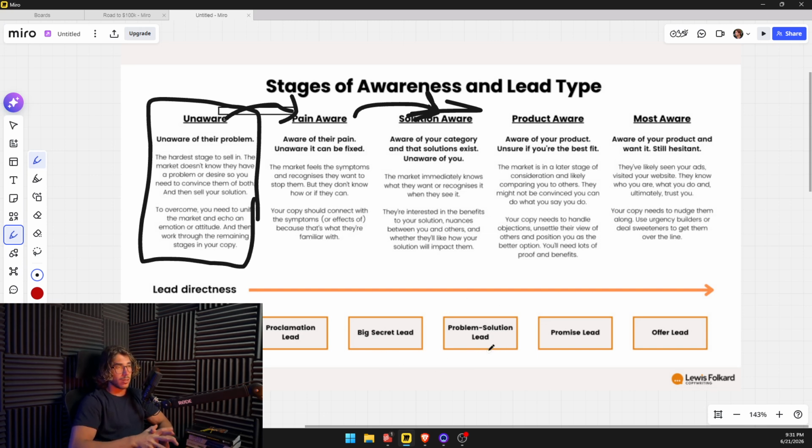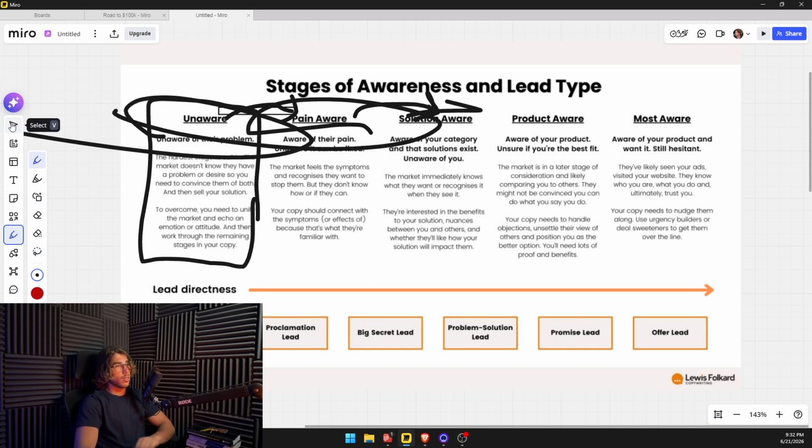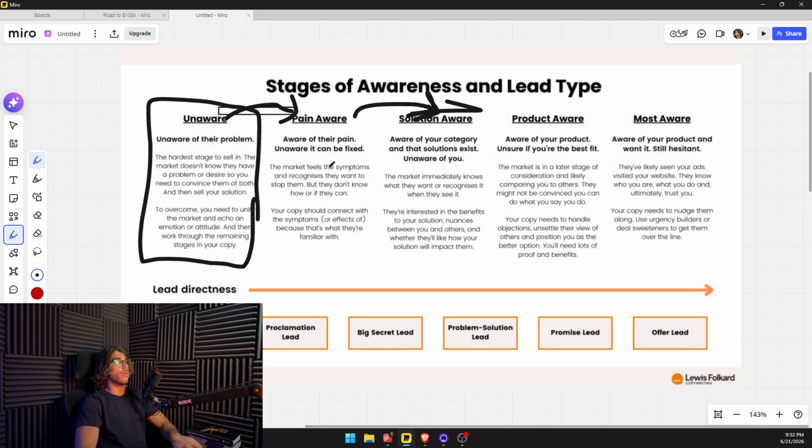Like, what is the best way to XYZ? Jump straight into the solution, right? Because these people, they don't need education on the problem. They're just looking for a solution, right? So you have to offer that immediately.